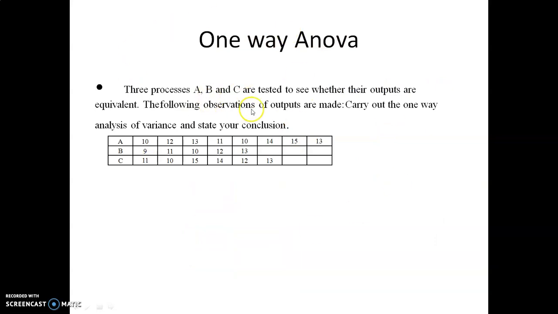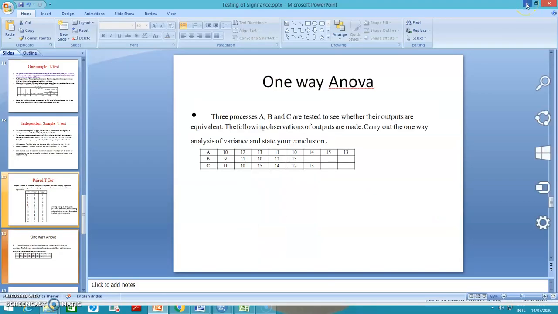Next one is one-way analysis of variance. Up to the t-test we can test only two means, but when we want to test more than two means, we go for analysis of variance, which is called the F-test. So we will see how the analysis of variance can be performed in SPSS. Here three processes are there.